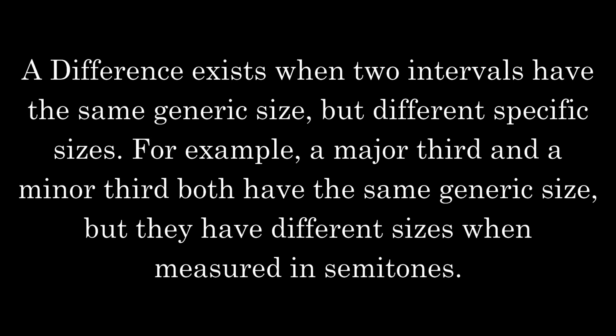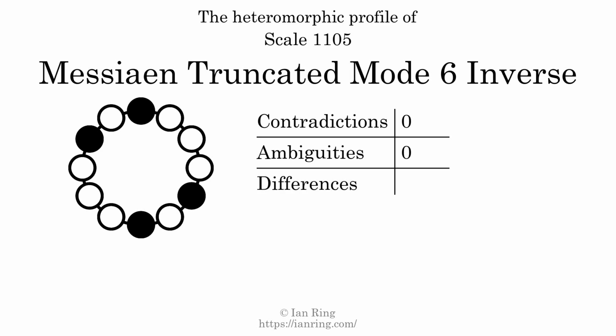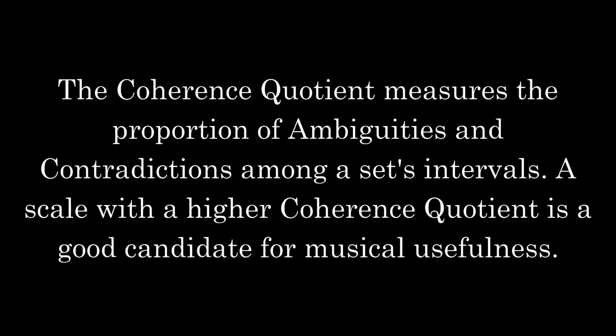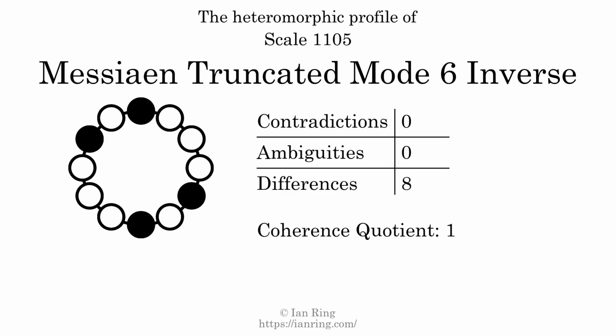A difference exists when two intervals have the same generic size, but different specific sizes. For example, a major third and a minor third both have the same generic size, but they have different sizes when measured in semitones. The number of differences in this scale is 8. The coherence quotient measures the proportion of ambiguities and contradictions among a set's intervals. A scale with a higher coherence quotient is a good candidate for musical usefulness. The coherence quotient is 1.